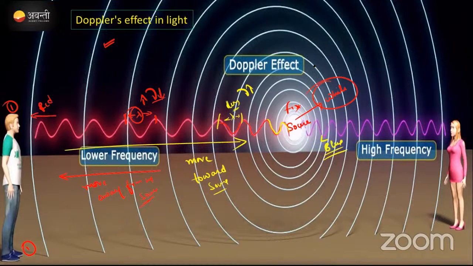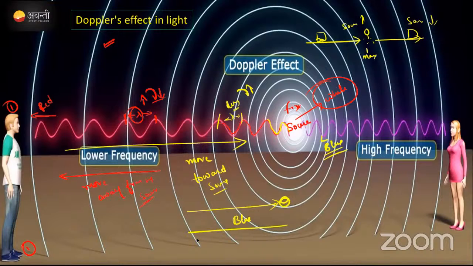In sound, a bus approaching towards a man, the sound intensity increases. At this point sound is maximum. When it is moving away from the person, again the sound decreases. Similarly here, the source is fixed and the person is the observer. If he is moving towards the source, the source of light looks blue. If he moves away from the source of light, it will look red. This effect we call the Doppler effect in light.